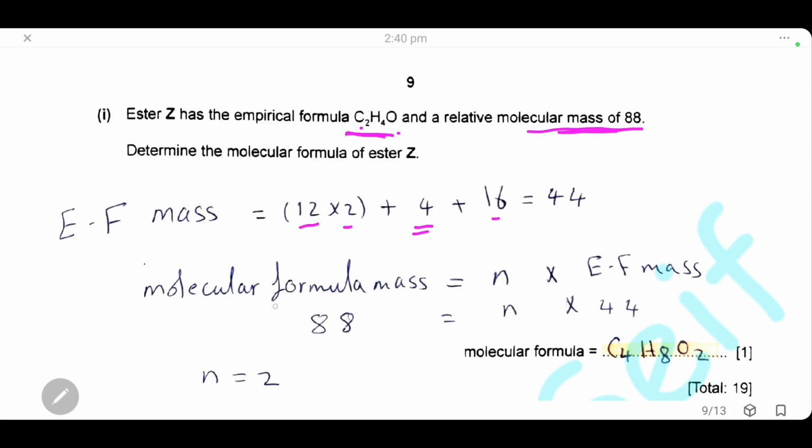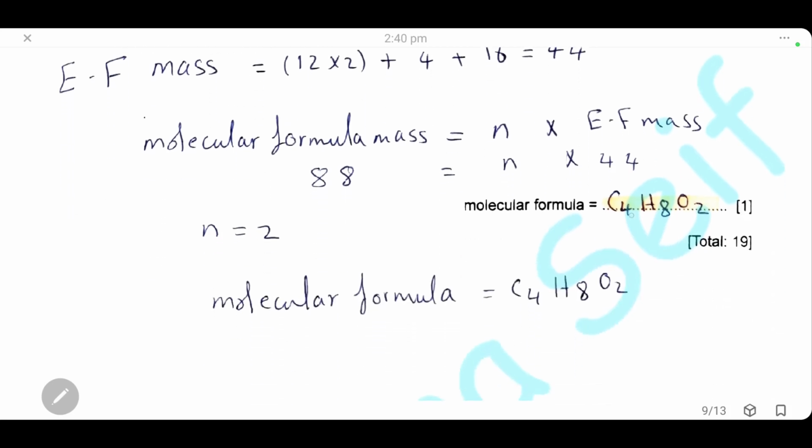Then the molecular formula mass is equal to N multiplied by the mass of the empirical formula. So 88 equals N multiplied by 44. That means that N equals 2. The molecular formula is double the empirical formula. So the molecular formula will be double this, C4H8O2, because it will be double the empirical formula.